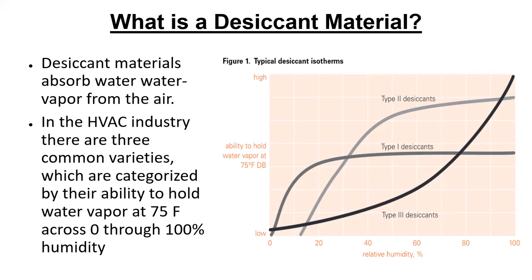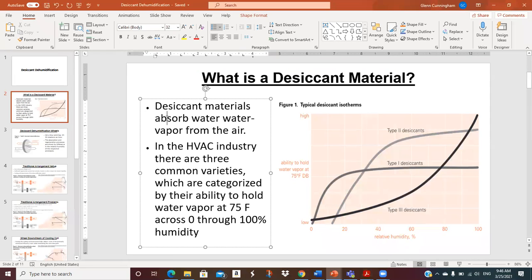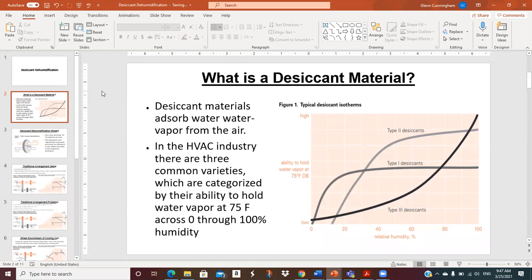Okay, so desiccant materials. That says ab, and that should say adsorb. I'm going to change that right now. Y'all change this. This was actually done by a student of mine a long time ago, and I didn't catch that. So it's adsorption. There you go.